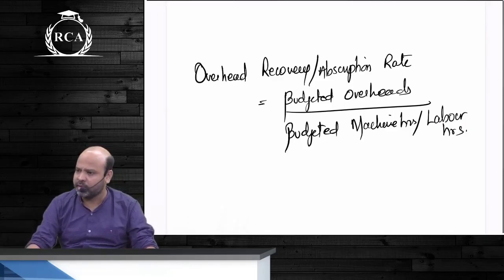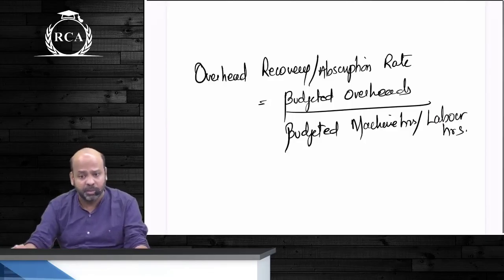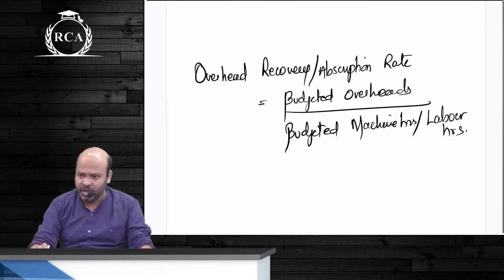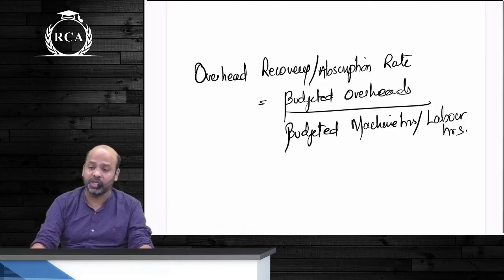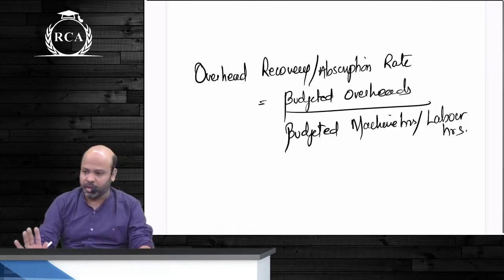Are we clear? There can be scenarios where one employee is handling 5 machines, but the majority of the work is being done by machine only. So the number of machine hours will be way more than the number of labor hours. That's machine intensive work. We'll have to divide it by number of machine hours and not by number of labor hours. Are we all clear about this?